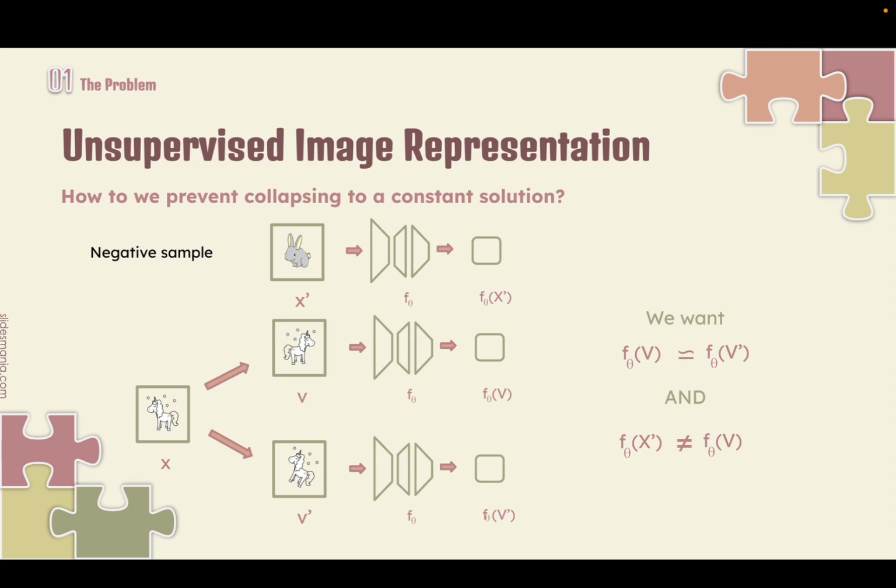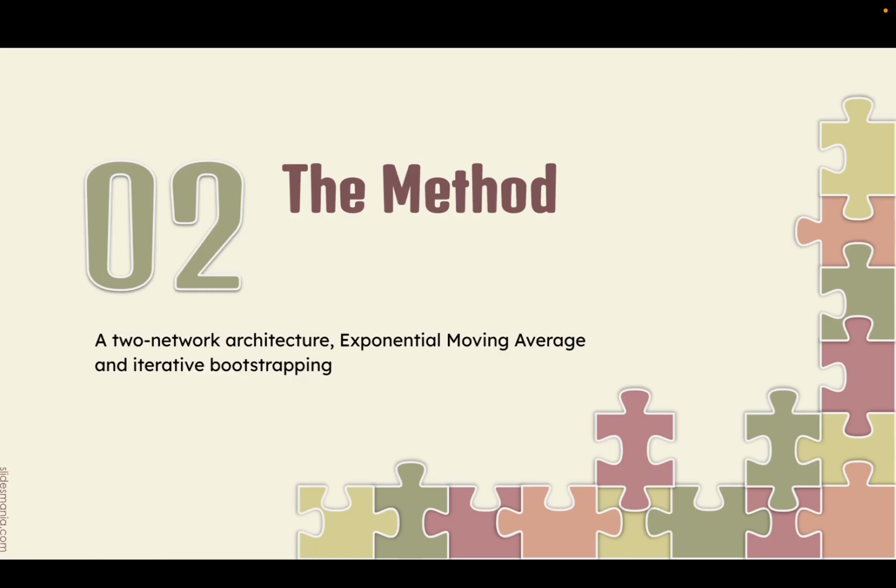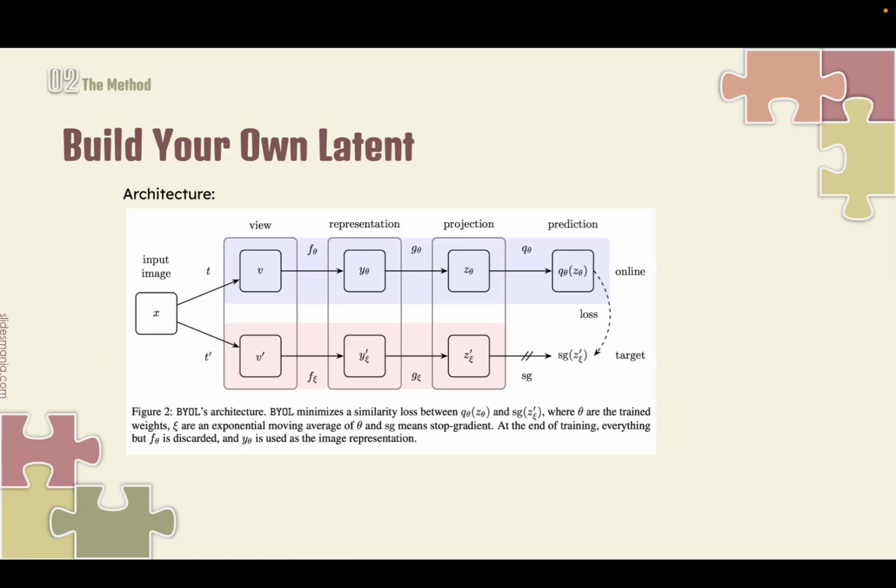This is where Bootstrap Your Own Latent comes in. We will look at the architecture and how it works to eliminate the need of negative samples. We first take an image X and generate two different augmentations of it. That is a random crop, a flip, etc. These are going to be named V and V prime.